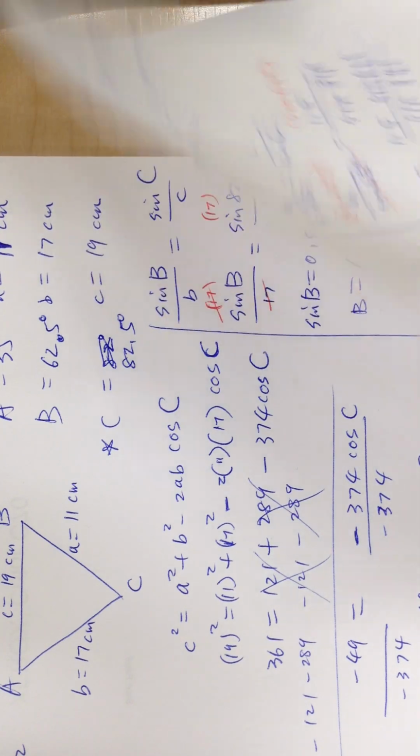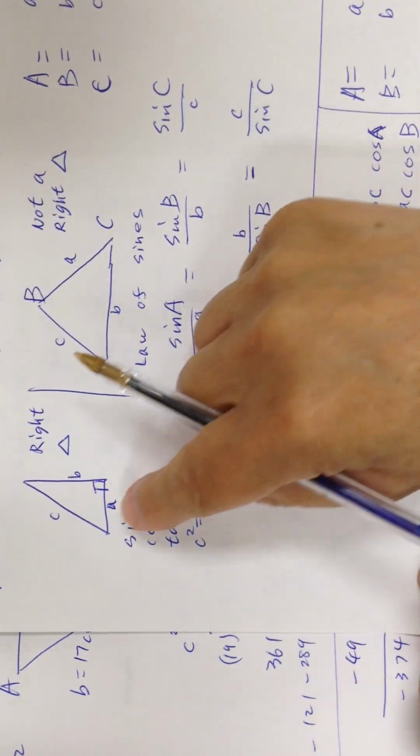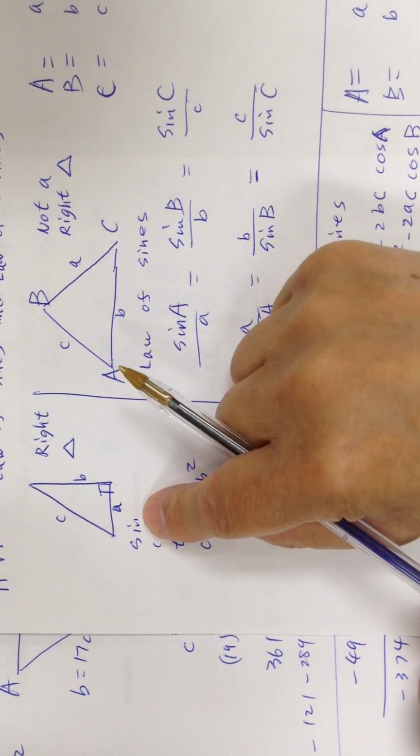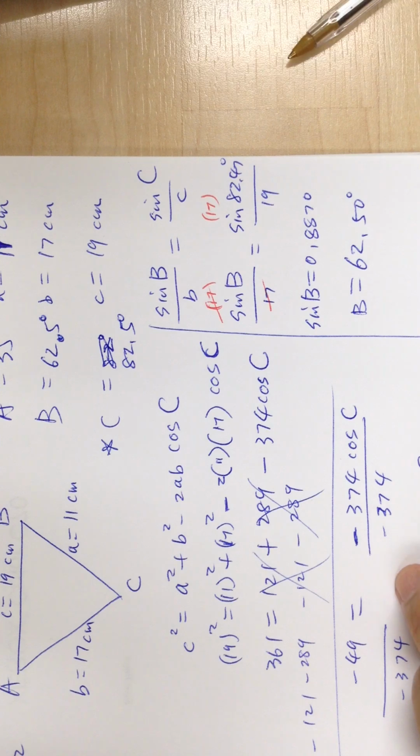Again, do not use sine, cosine, tangent, and Pythagorean theorem. This is for right triangles only. If you do that, again, that's going to be wrong.